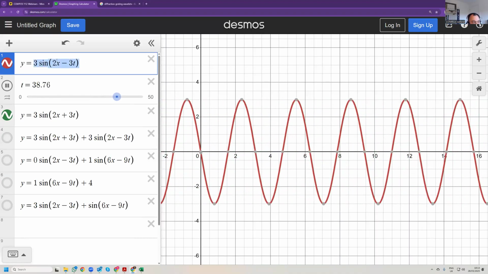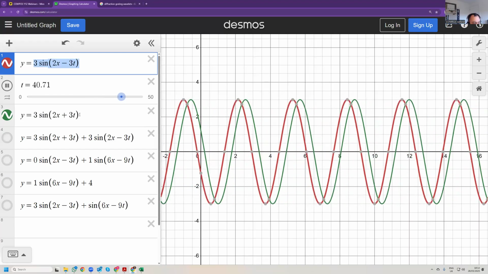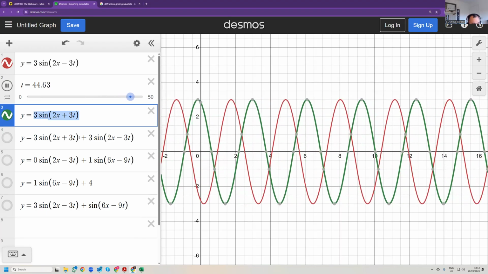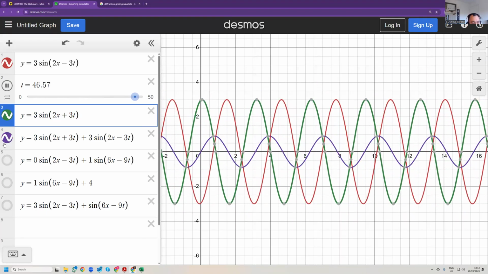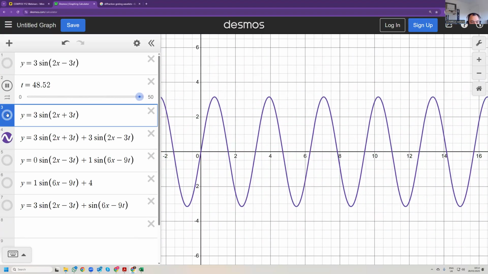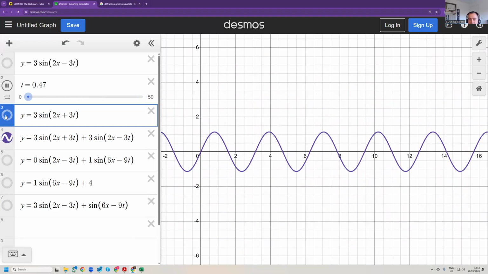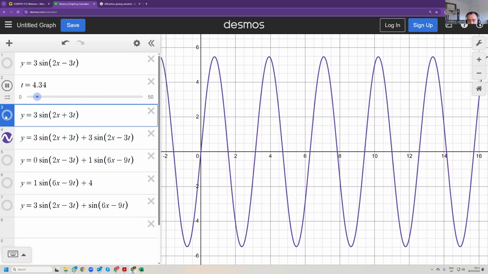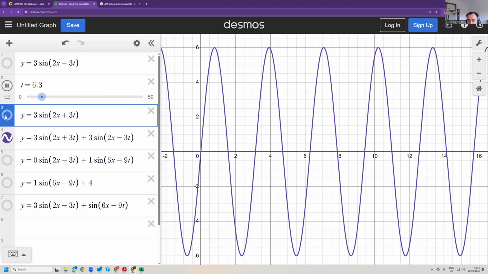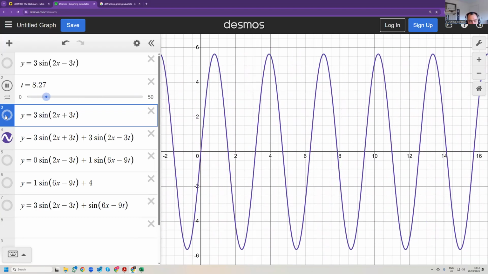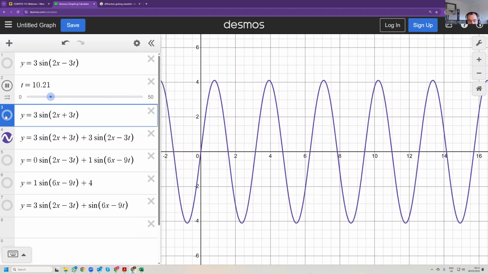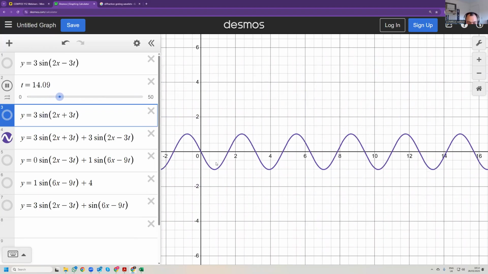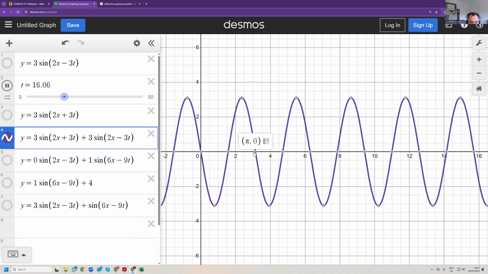So the red one is 3 sine 2x minus 3t. The green one is 3 sine 2x plus 3t. And now this is the sum of the two waves. And you can see that indeed, it is a stationary wave. It's a wave that does not transfer energy. It has variable amplitude along it. So let's do some calculations and figure out the positions of the nodes.